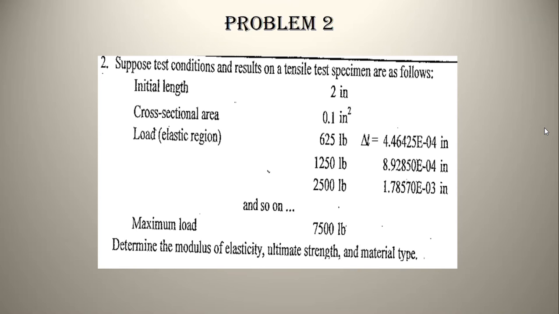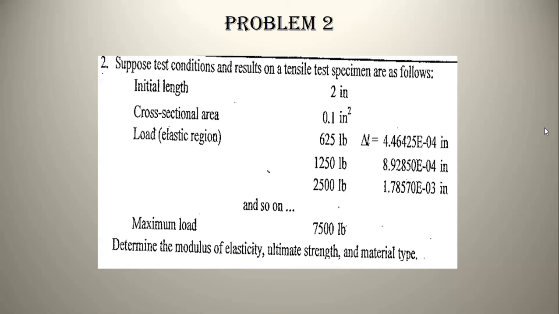The problem says, suppose test conditions and result on a tensile test specimen are as follows. And this is the same kind of situation as I showed you on the universal testing machine. You have a specimen whose initial length between the two dots is 2 inches. Its cross-sectional area is 0.1 inch square. And then he's giving you the loads.